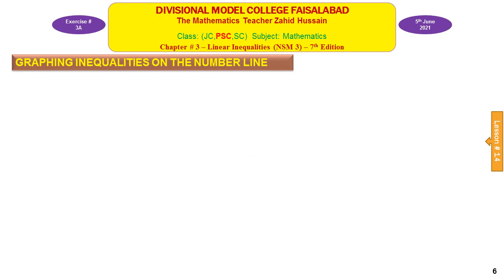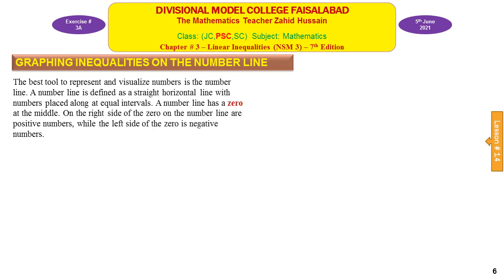Now this is graphing inequalities, how you graph the inequalities on a number line. The best tool to represent and visualize numbers is the number line. A number line is defined as a straight horizontal line with numbers placed along it at equal intervals. So as you know, the number line is a line, and a number line has a 0 at the middle. On the right hand side of 0 on the number line are positive numbers, while the left side of 0 is negative numbers.